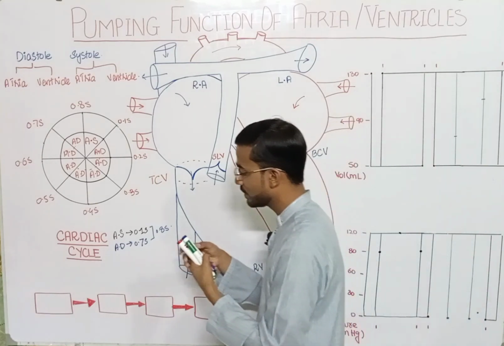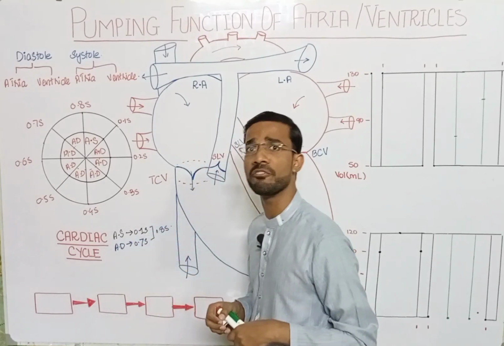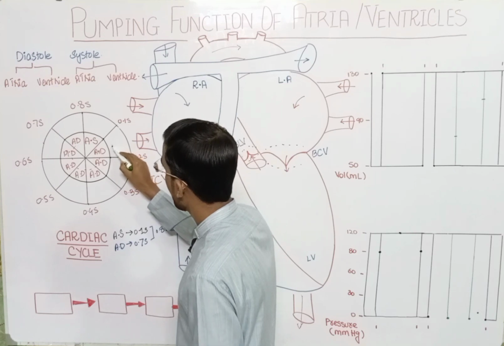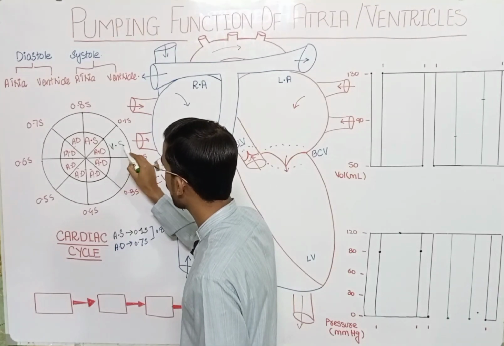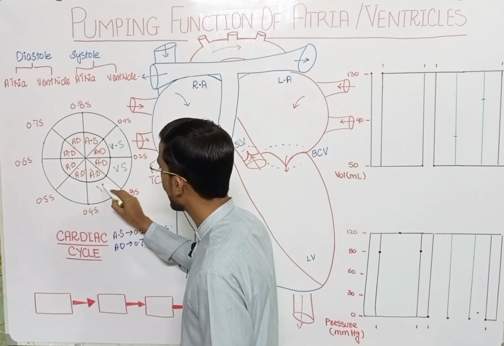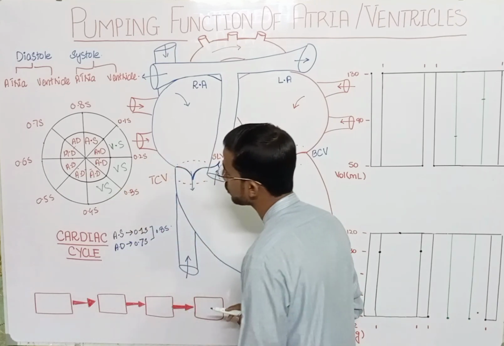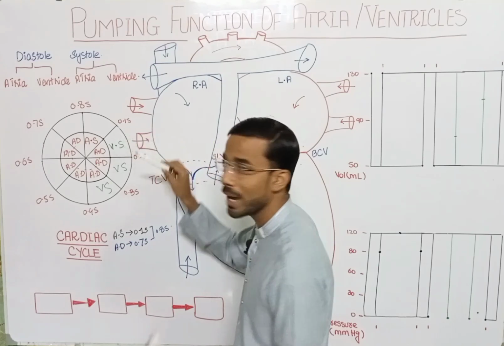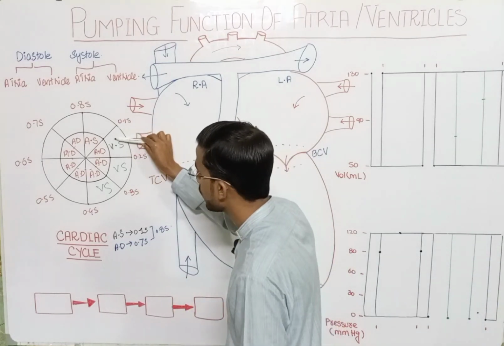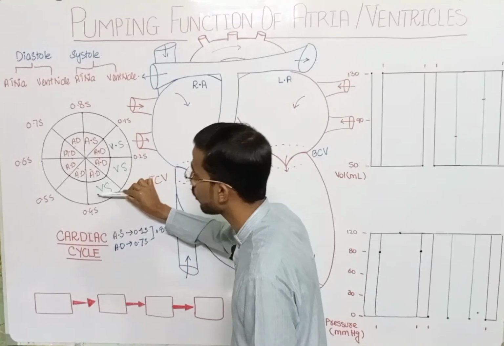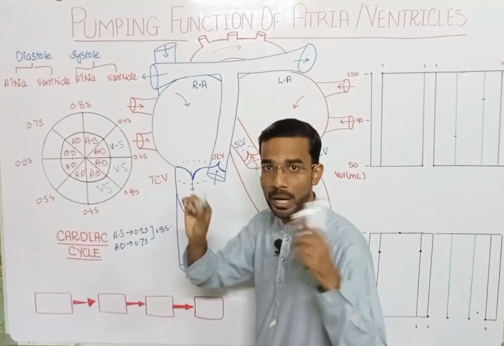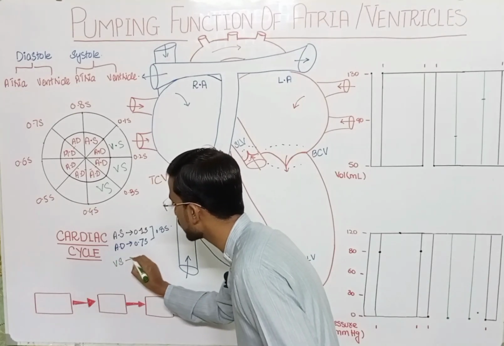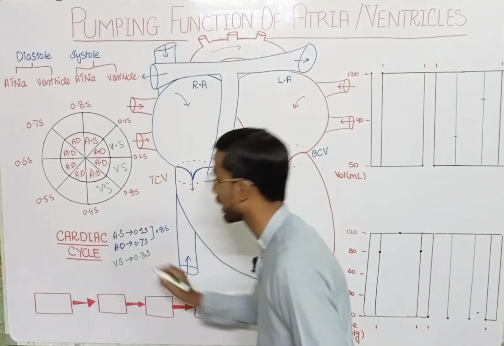If we talk about the ventricle, here you can see ventricular systole. Ventricular systole remains for 0.3 second. One box is 0.1, one box 0.1, 0.1, 0.1. So the total will be 0.3. The ventricular systole is for 0.3 second.